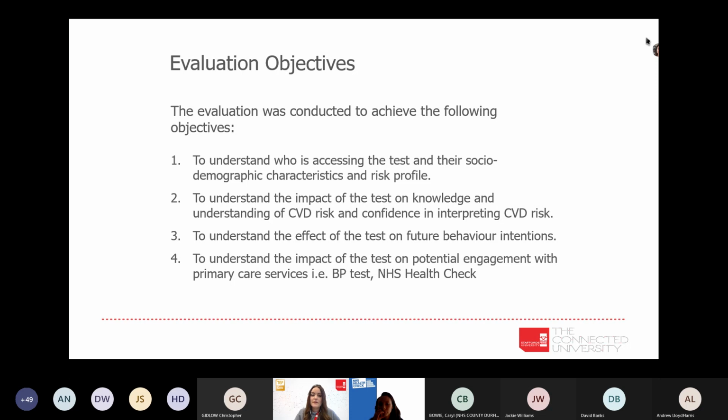So therefore the evaluation of the heart age test was conducted to achieve the following objectives. The first being to understand who is accessing the test and their socio-demographic characteristics and risk profile, to understand the impact of the test on knowledge and understanding of CVD risk and confidence in interpreting CVD risk, to understand the effect of the test on future behaviour intentions, and to understand the impact of the test on potential engagement with primary care services, including a blood pressure test and an NHS health check.